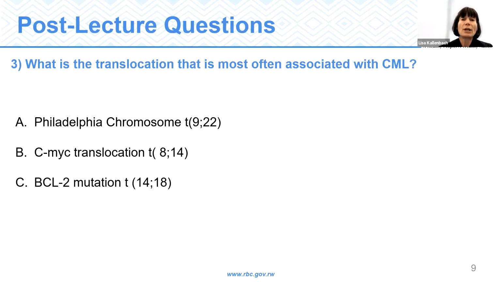Number 3, what is the translocation that's most often associated with CML? A, the Philadelphia chromosome, translocation 9;22. B, the c-MYC translocation, translocation 8;14. Or C, the BCL2 mutation, translocation 14;18. And the answer here is the Philadelphia chromosome, which is translocation 9;22.